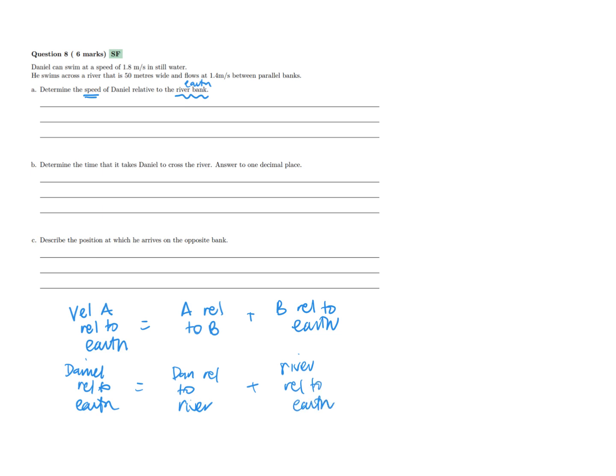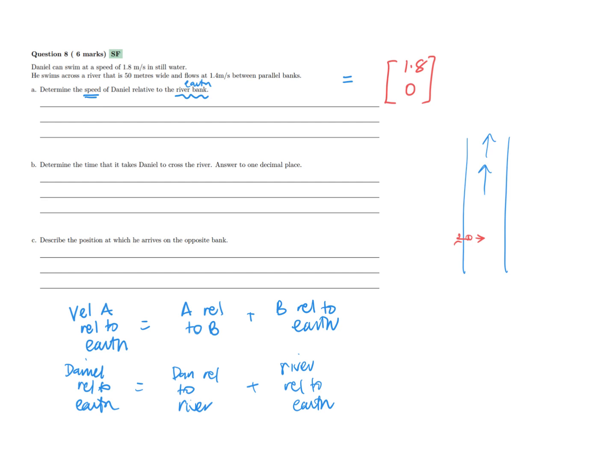Daniel relative to the river, that's about how fast he can actually swim. So imagine the river water is flowing that way, and here is Daniel, and he's swimming across that way. Let's say Daniel can swim 1.8 meters per second. So that's going to be 1.8 to the right and 0 up and down. That's Daniel relative to the river.